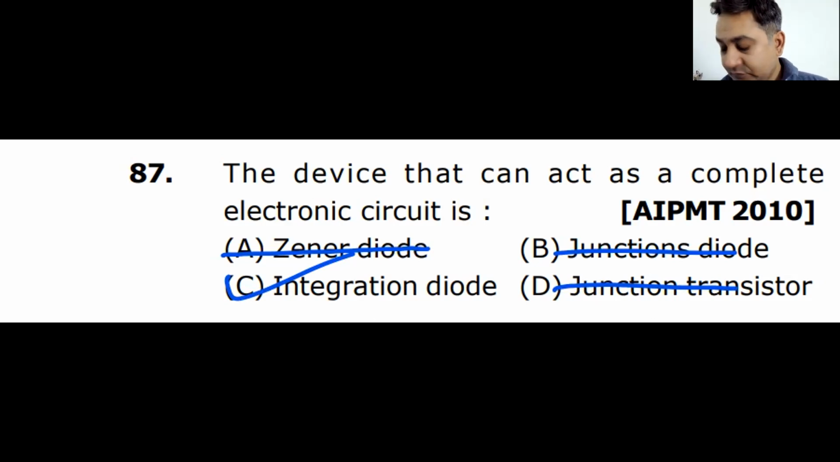Okay, sir. The only confusion in this question would have been between integration diode and junction transistor. But when I say junction transistor, they only say PNP. Only one PNP device cannot act as a complete circuit. Yes or no? Yes, sir. Zener diode or junction transistor, they are just a device. They cannot form the entire circuit. The entire circuit is formed by the integration diode. And on that high note, I will be ending this class.